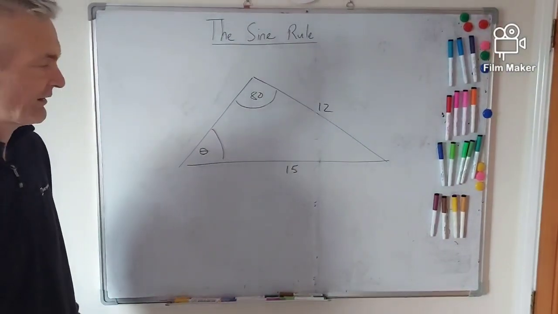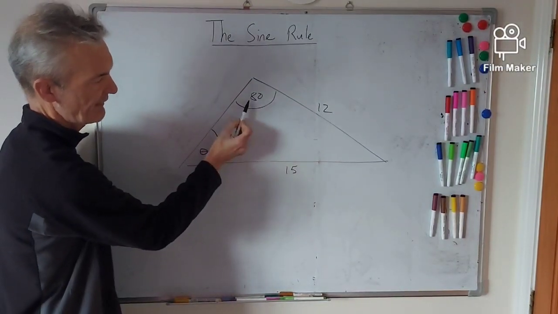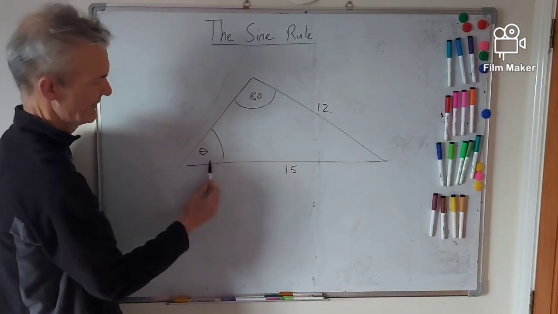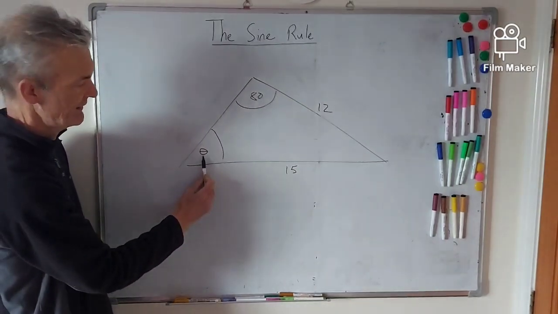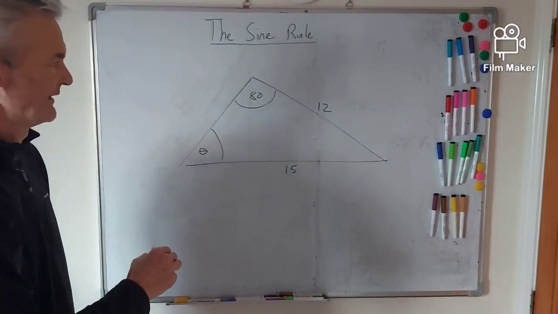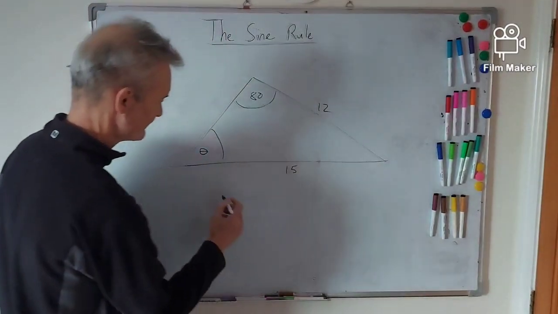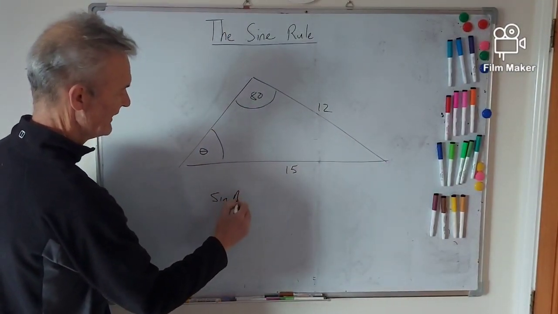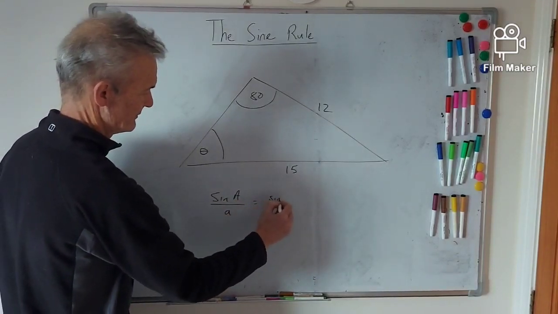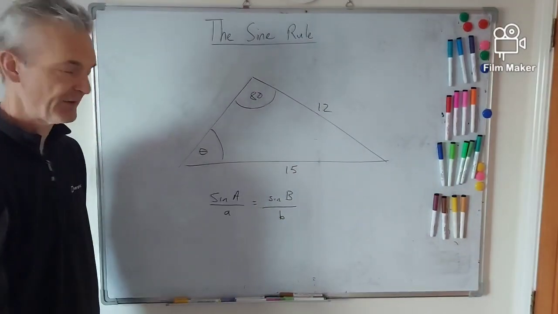So in this example, we've got these pairs of opposites. We've got this angle, and opposite it, we've got this length. We're trying to find this angle here, but opposite, we've got that side. So we're trying to find an angle. So we're going to use the sine rule. We're going to use it with the angle at the top, like so.